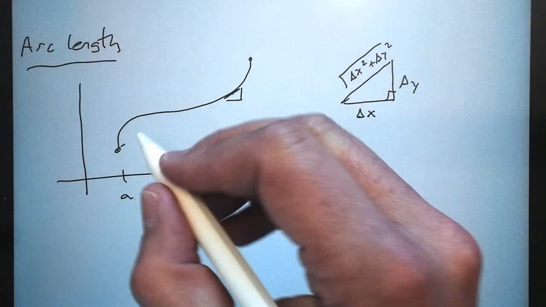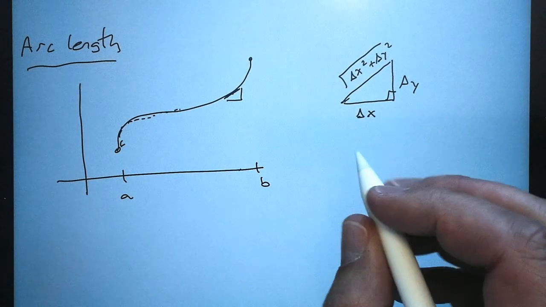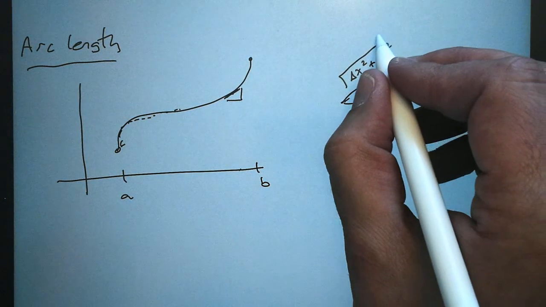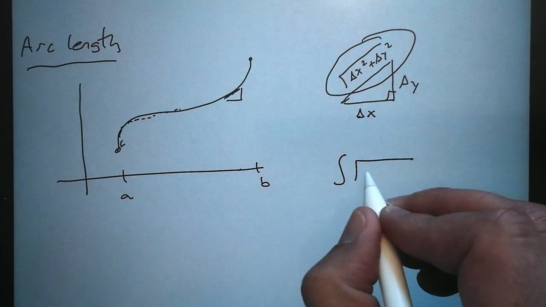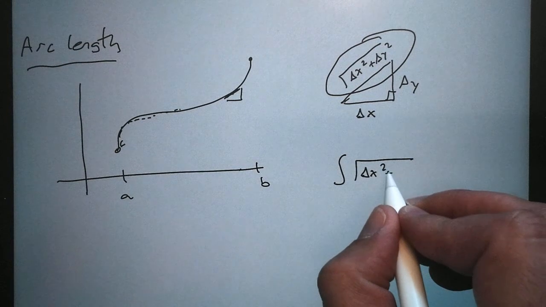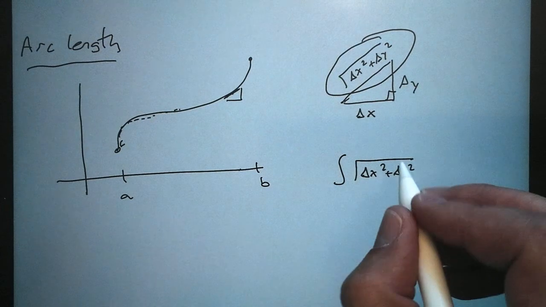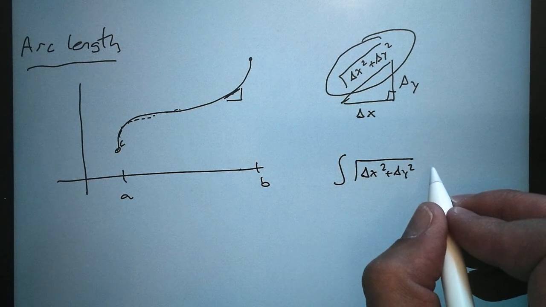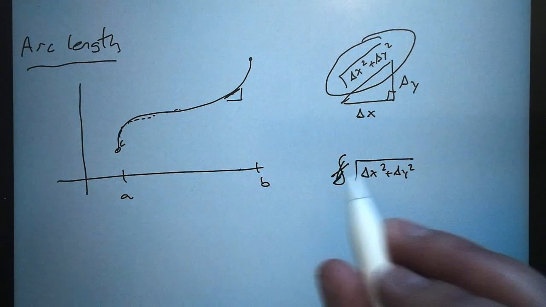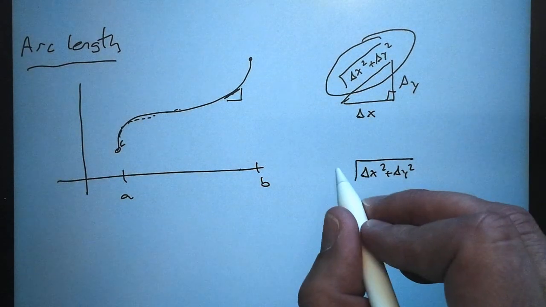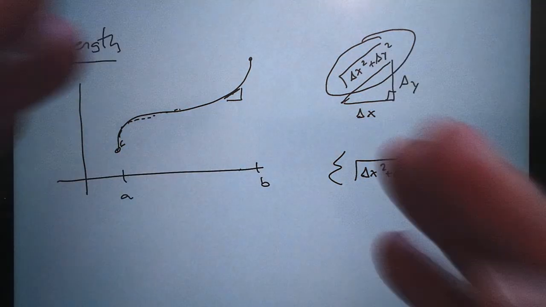But we have an infinite number of these little pieces of the arc, right? So to add them all up, if I want to get all of these lengths, I am going to integrate the square root of delta x squared plus delta y squared. But we shouldn't take the integral just yet. It's really the summation of all of them right there, and that's going to give me all these little tiny lengths.